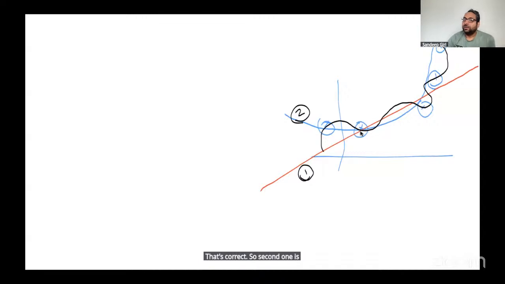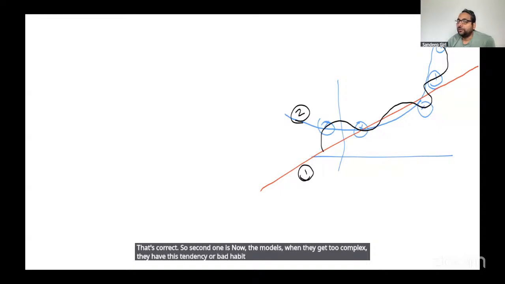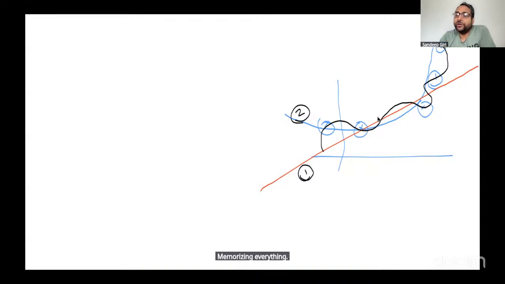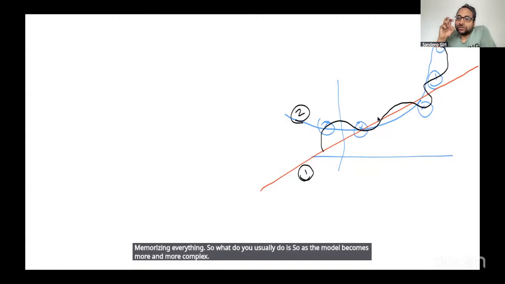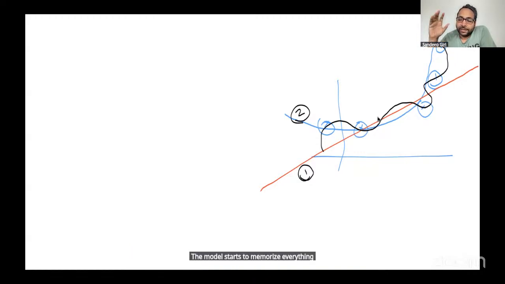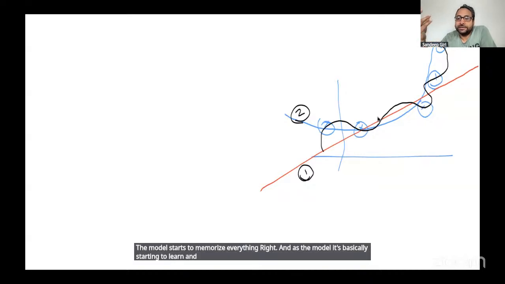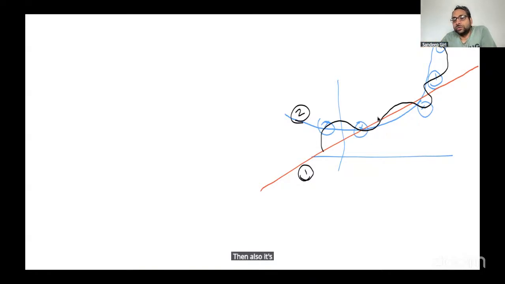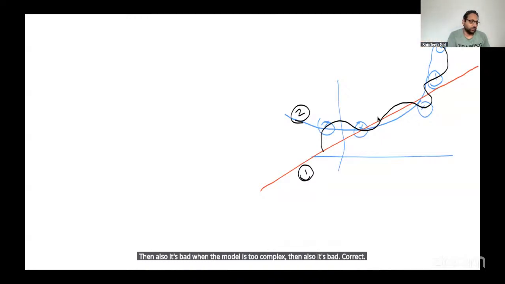Now, when models get too complex, they have this bad habit of memorizing everything. As the model becomes more and more complex, it starts to memorize everything. And when the model is too simple, with not too many weights, that is also bad. When the model is too complex, that is also bad. Correct?